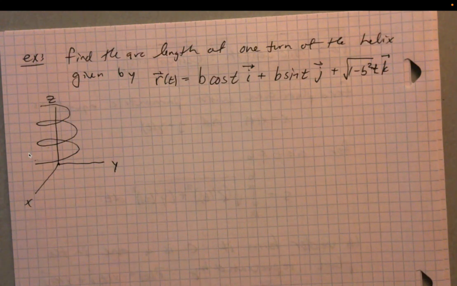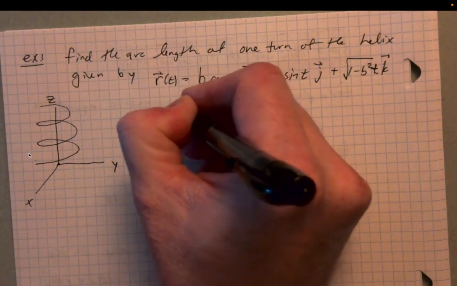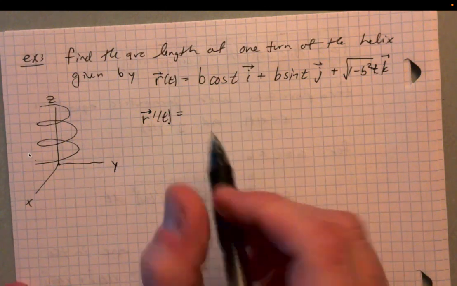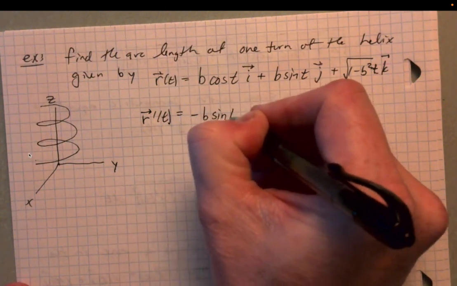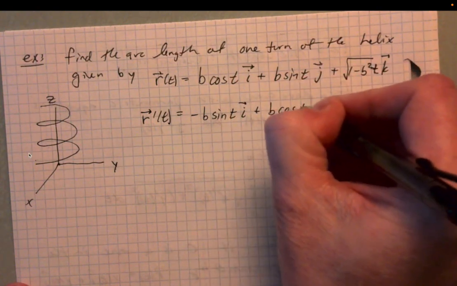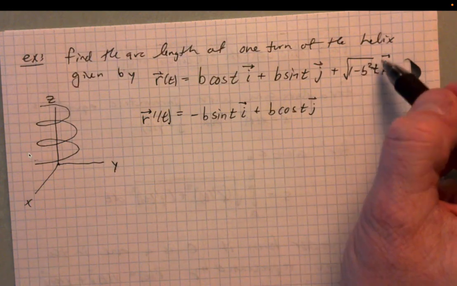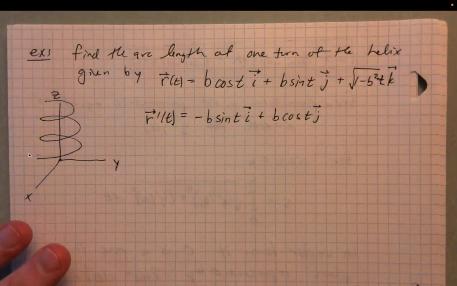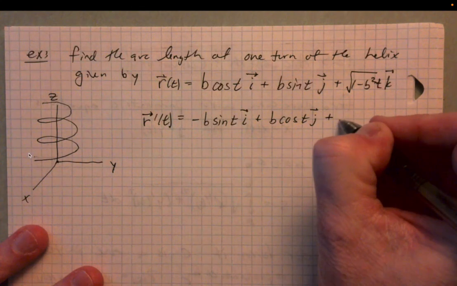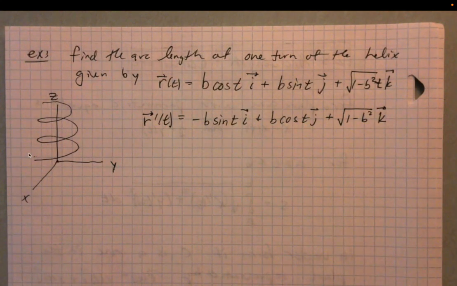So we'll start by differentiating r, right? So what is the derivative of r? Well, all we have to do is just differentiate each of the components here, and it's relatively straightforward. So this will be negative b times the sine of t, i, plus b times the cosine of t, j. Now what about this thing? Well, this square root of 1 minus b squared is just a constant, and then t is the variable. So the derivative here is just going to be the constant, right? The variable would be raised to the 0 power after we differentiate. So it'll be plus the square root of 1 minus b squared times k, right? So that's your derivative.